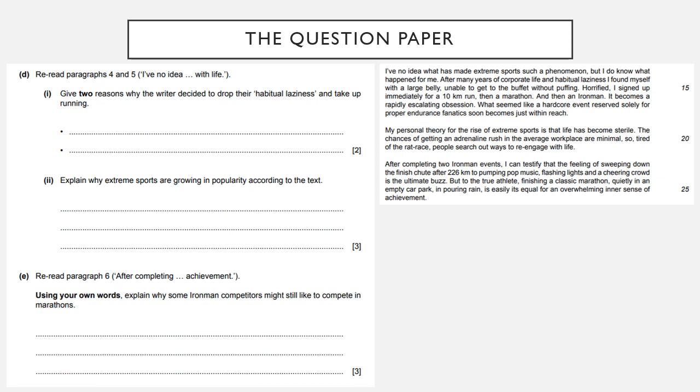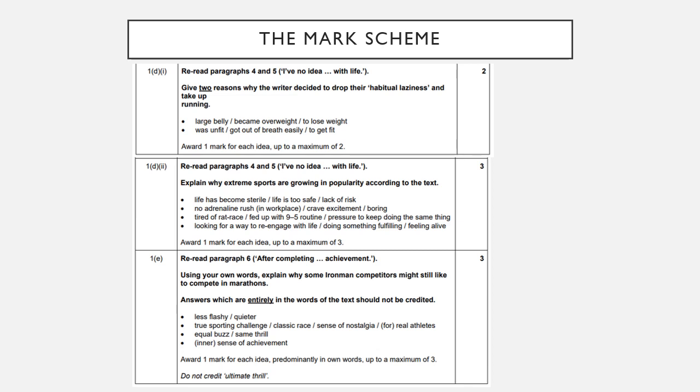Right, these are the next couple of questions. It says reread paragraphs 4 and 5. I put them there for you. And it says give 2 reasons why the writer decided to drop their habitual laziness and take up running, and explain why extreme sports are growing in popularity according to the text. And then reread paragraph 6. It says using your own words, explain why some Ironman competitors might still like to compete in ultramarathons. I'm not going to go through this, but you can have a go at that if you want to, and see how you've done on that. Okay, here's the mark scheme for those questions. So you can have a look through and see whether you've got the full marks for that question.